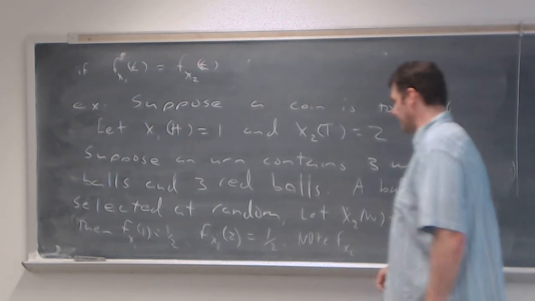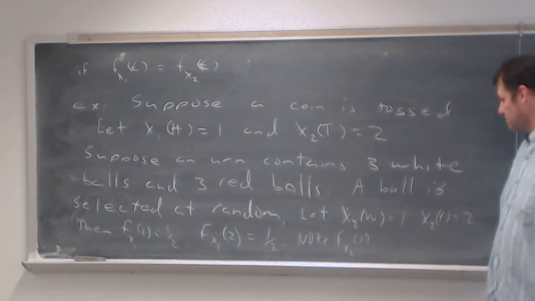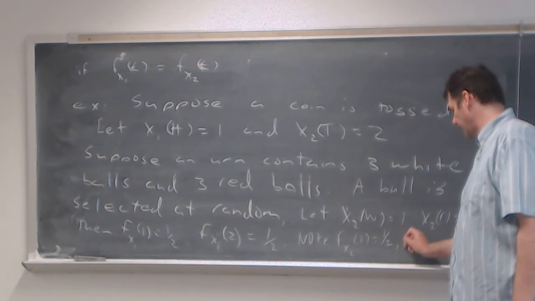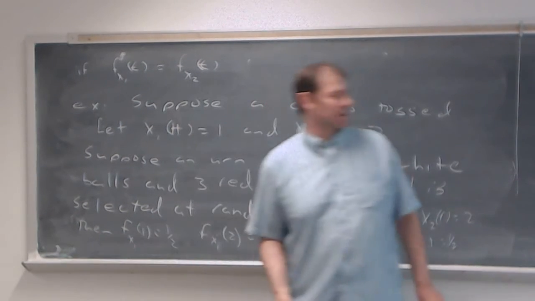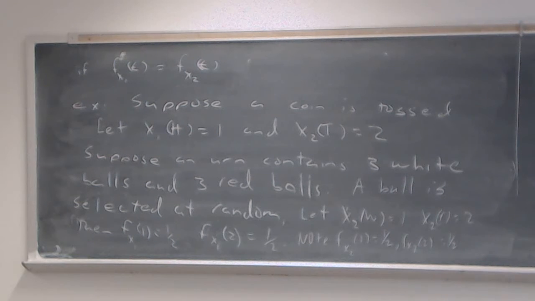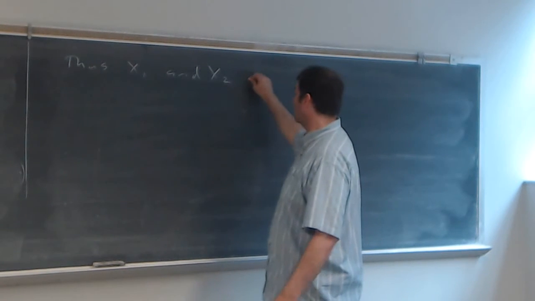Note, f of X2, that's about the ball being chosen. When is it 1? When we've got a white ball. What's the chance we've got a white ball? Well, there were 3 whites and 3 reds, so the chance is 3 out of 6 when we just choose one, so that's 1/2. And f of X2 of 2, the chance we've got a red ball, is also equal to 1/2. Thus, X1 and X2, even though they're talking about two different things, are identically distributed.